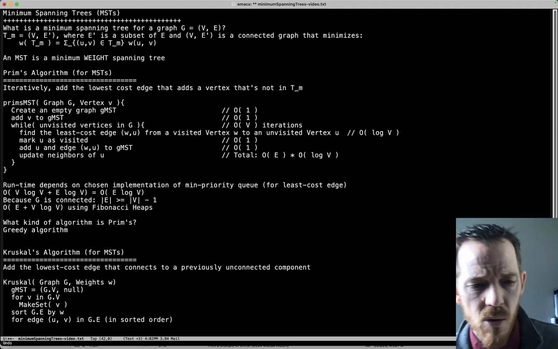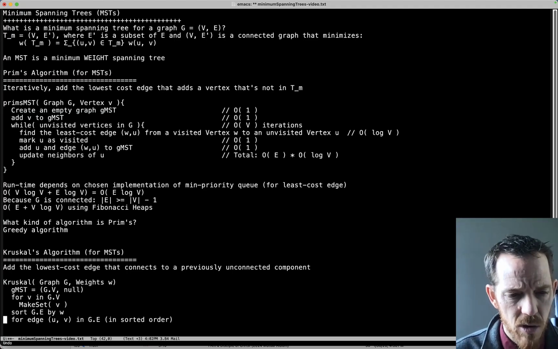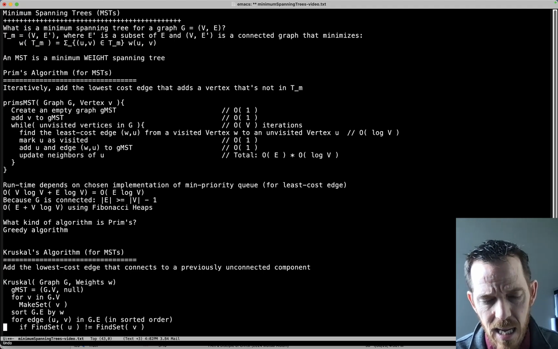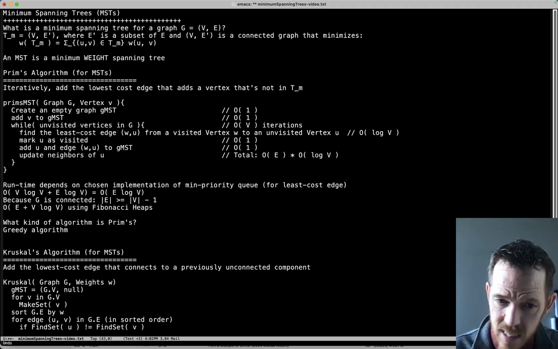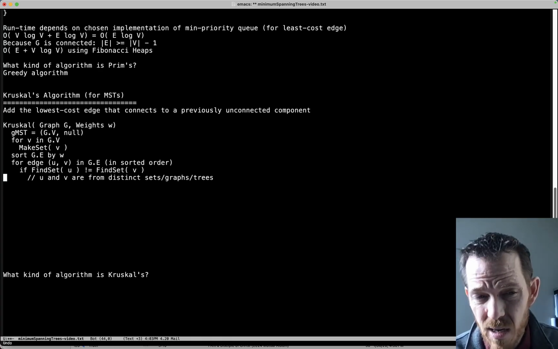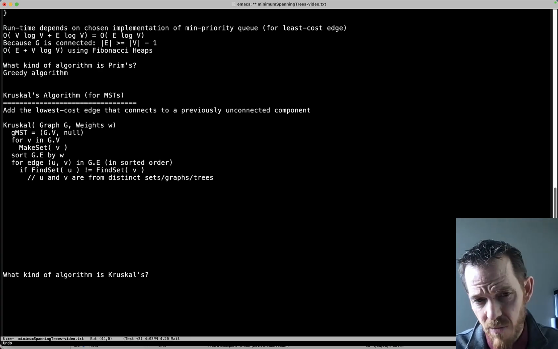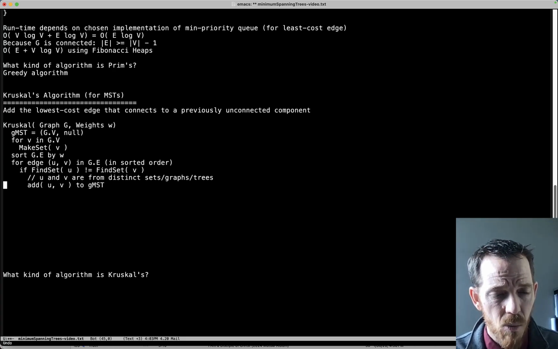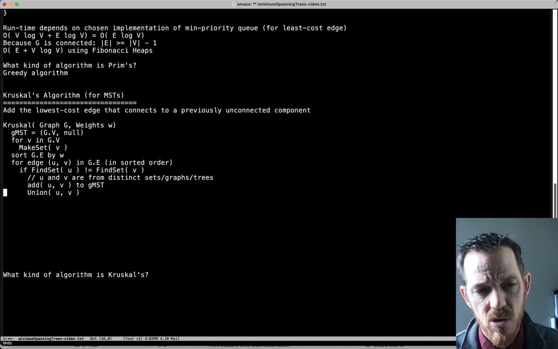And then we're going to go through each of the edges in sorted order. For each edge, we're going to look and see what set it's in and see, is it not the same set as the other one? Are they already connected? Are they already part of the same set? Or are they in different sets? If they are in different sets, or graphs or trees, as you can think about it, we're going to add that edge to our graph. And so then we need to combine those two sets with a union.